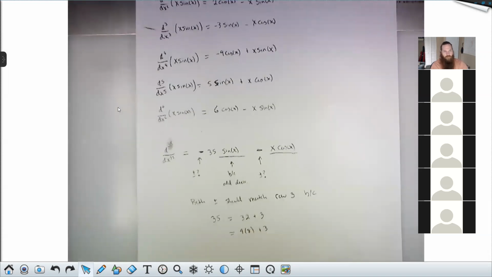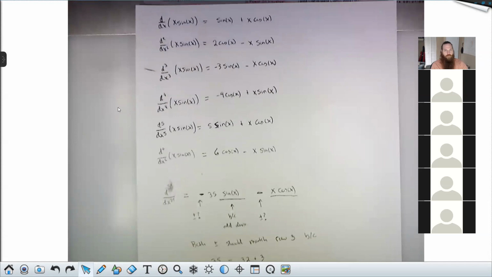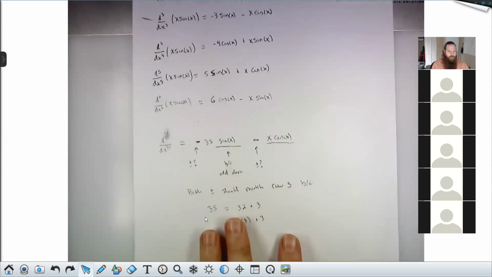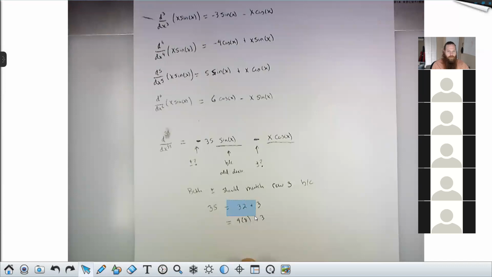The logic here being, we know that these signs cycle in a pattern of fours. And we know that 35 is some multiple of 4 plus some number. So at 32, it's like you're back around to starting. It's like you haven't done anything.